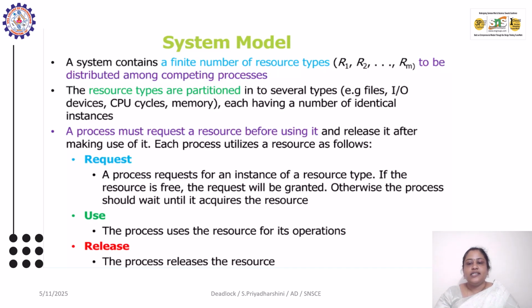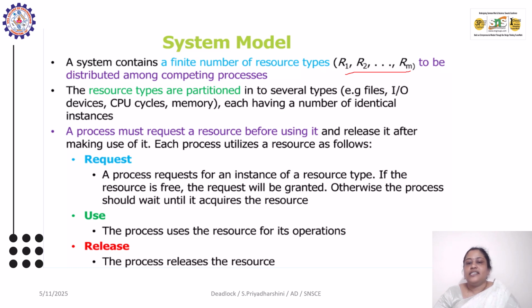So what is a system model? Whenever we talk, generally we talk about a system. The system consists of a finite number of resources, represented here as R1, R2, etc., up to Rm. So what are the resources? Resources might be anything like your CPU or your printer or some other IO devices like a monitor, whatever it is. Those are called the resources.